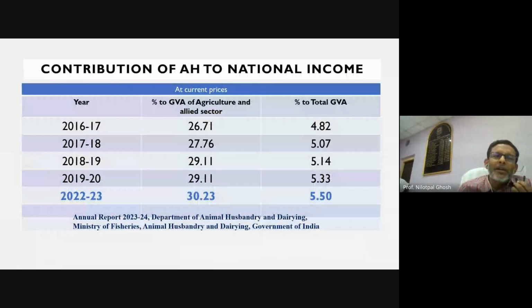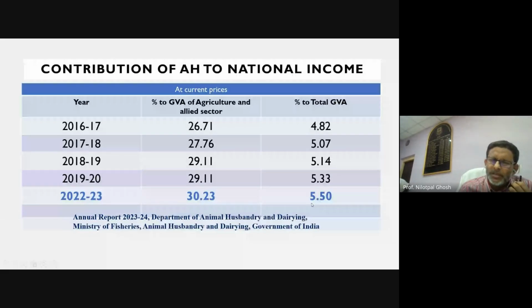And this figure is known to all of you that the animal husbandry contribution to the agriculture component and to the national income is increasing and huge. Out of total GVA, gross value added, of agriculture and allied sector, more than 30% is coming from animal husbandry. Only animal husbandry component of the agriculture is contributing 30% of its total income. And out of the total GVA of our country, only animal husbandry is contributing 5.5%.